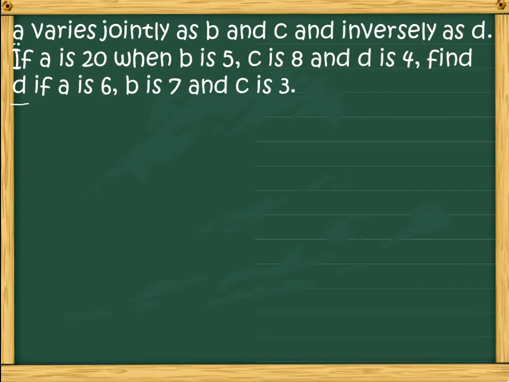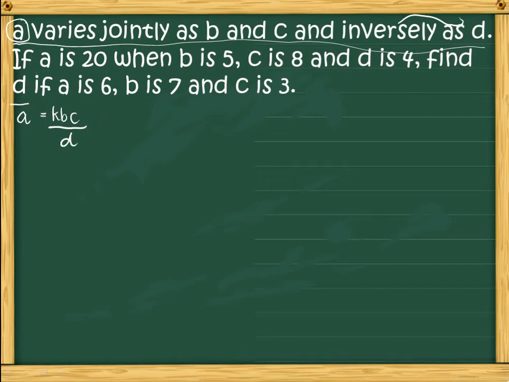So, we will take the first statement and translate it into an equation. So, the first variable mentioned is A. So, we're going to isolate A. We have the words varies jointly as B and C. So, we're going to multiply K to B and C. So, we have here A is equal to K times B times C. And we have the word inversely. So, all over D.